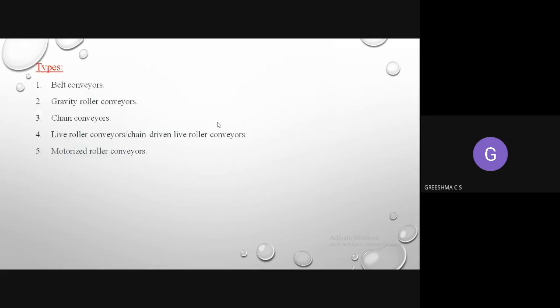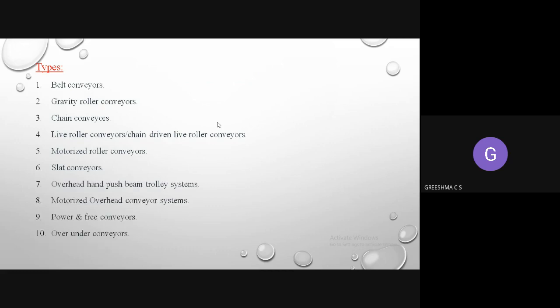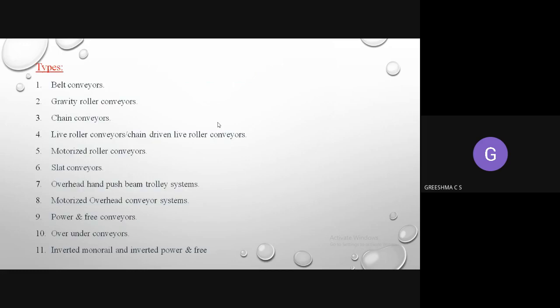Mainly we have these 11 types of conveyors: belt conveyors, gravity roller conveyors, chain conveyors, live roller conveyors, motorized roller conveyors, slat conveyors, overhead hand push beam trolley systems, motorized overhead conveyor systems, power and free conveyors, over and under conveyors, inverted monorail and inverted power and free conveyors.